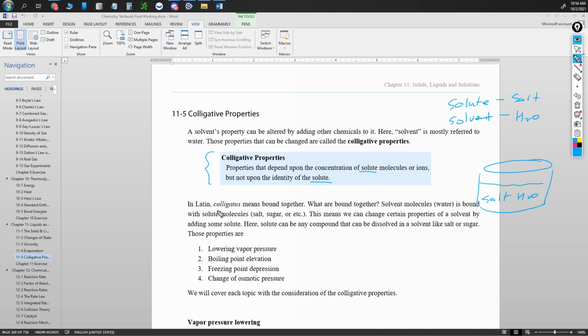So here, what does colligative mean? Bound together. So the solvent molecule, which is water, is bound with solute molecules such as whatever dissolves in water, salt, sugar, or whatever it is. This means we can change certain properties of the solvent. What was the solvent again? Water. By adding some solute, like salt and sugar. What does that mean?